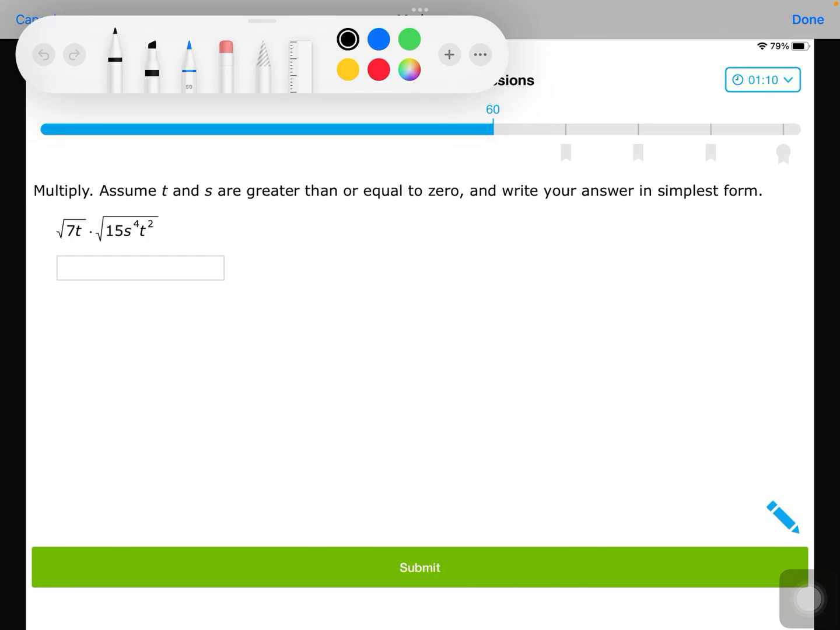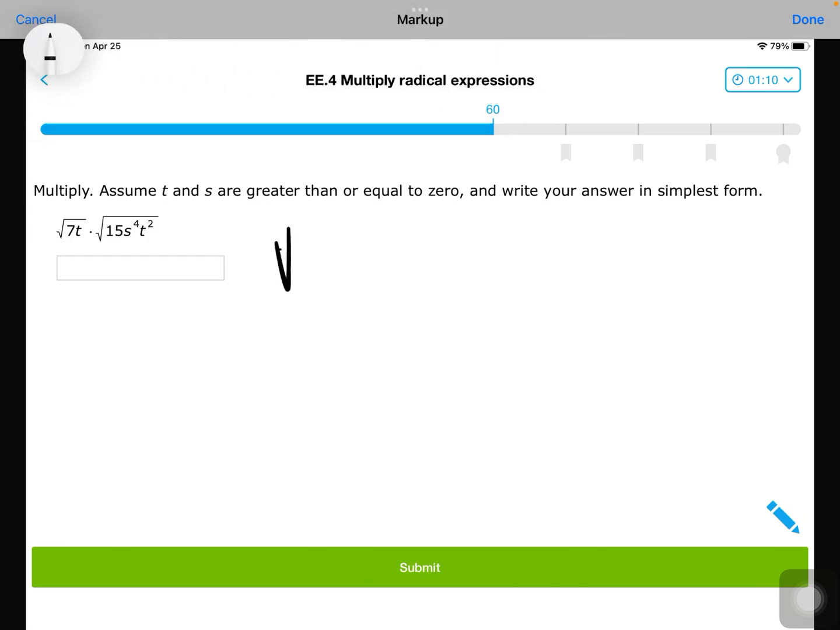So when you're multiplying, you're just multiplying everything together. So I see the 7 and the 15. I'm going to multiply it together and call it 105. I see t and t squared. That's t cubed, okay? I see s to the 4th, and that stays s to the 4th. So now I've taken two radicals and I've combined it into one, okay?